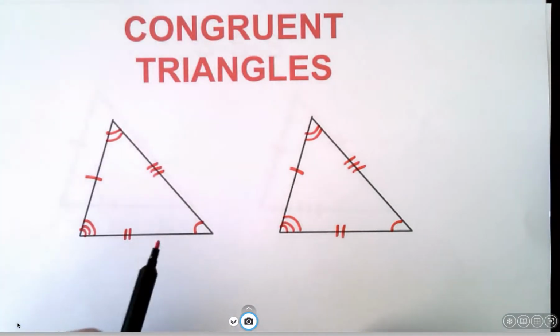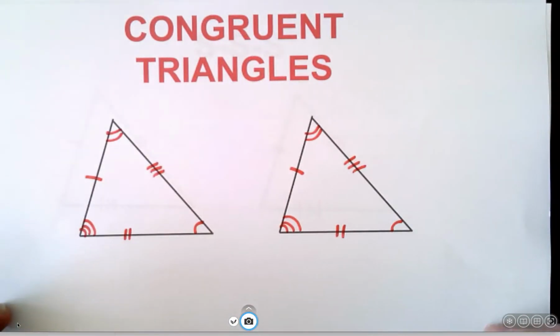But do you need to know all 6 of those pieces of information to determine if triangles are congruent or not? You actually don't. That's what the theorems allow us to do: have less information and know that they're congruent.